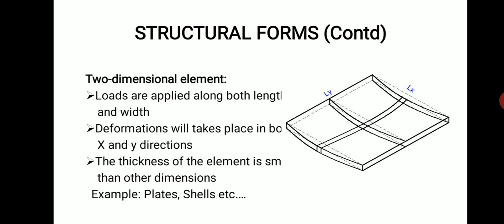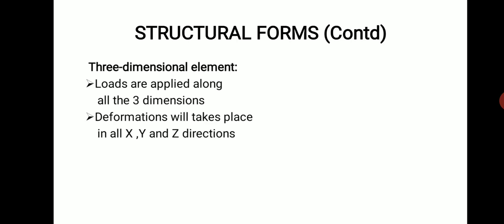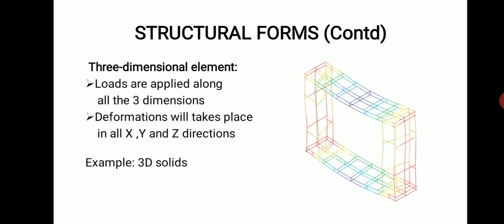Okay, so the next type of structural form is the three-dimensional structural element or three-dimensional structural form. Here the loads are applied along all the three dimensions and deformation will be in all the three respective directions, that is x, y and z. And for example, all the space structures can be taken as an example of three-dimensional structural form.